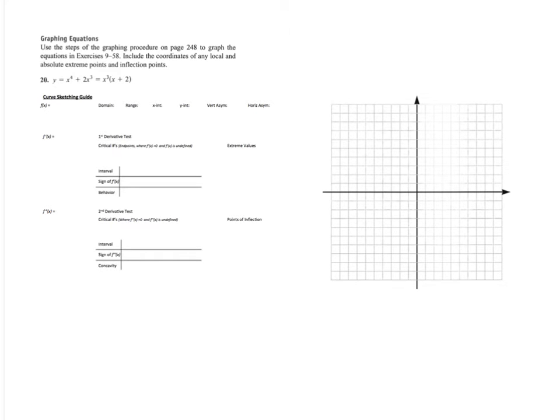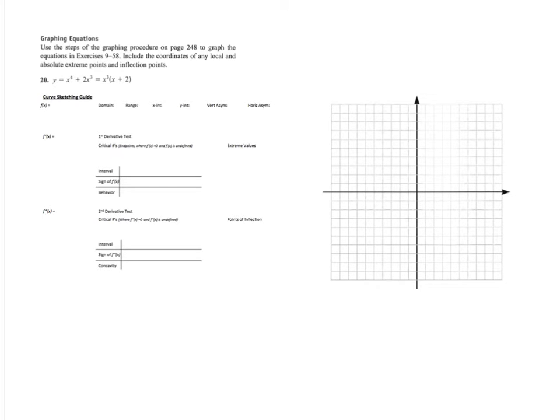Okay, welcome back to the 4.2 notes. And what we're going to do is graph this equation by using the first and second derivative tests on this function. So we're going to put everything together here and do the first derivative test and second derivative test.